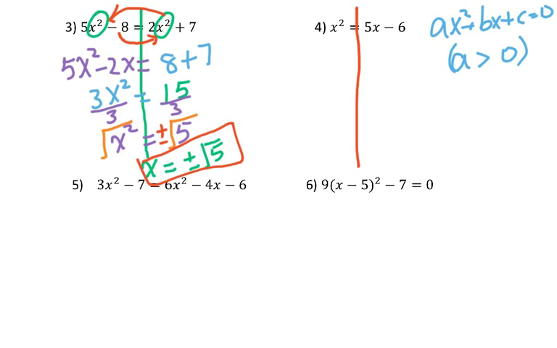Okay, so for number 4, you need to get equal to 0. Move everything to the left side, because in this way, x squared is a positive. The coefficient is a positive. So you will get the x squared. Move. Cross the river, change sign. So minus 5x plus 6.